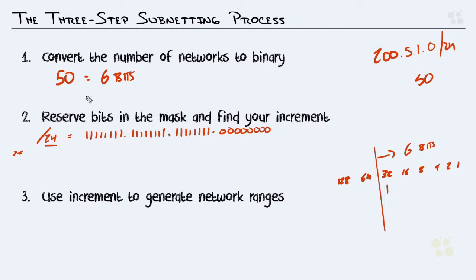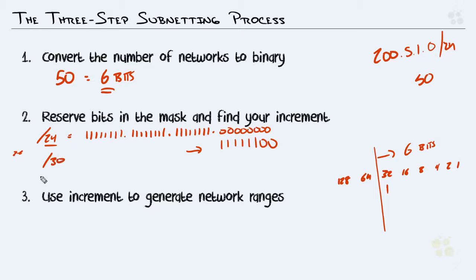So reserve bits in the mask. We want 6 more bits: 1, 2, 3, 4, 5, 6, right? Because we want more network, so we're extending the network bits. These last 2 remain 0. That moves to a /, what would that be? 24 plus 6 more is 30.